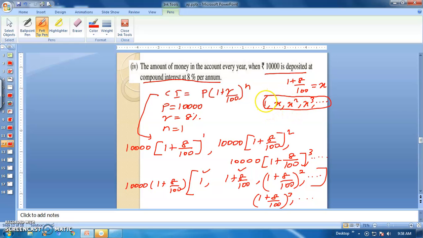If you multiply x with 1 you will get x, and if you multiply x again with x you will get x square, and again multiplying x with x square you get x cube. So this series is obtained by multiplying x with the previous term, not adding. Therefore, it is not an AP. In fact, it is a GP. GP means geometric progression.